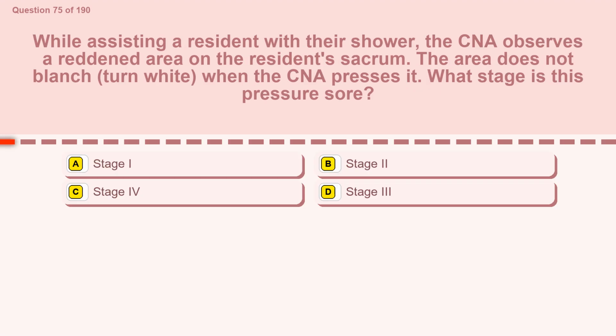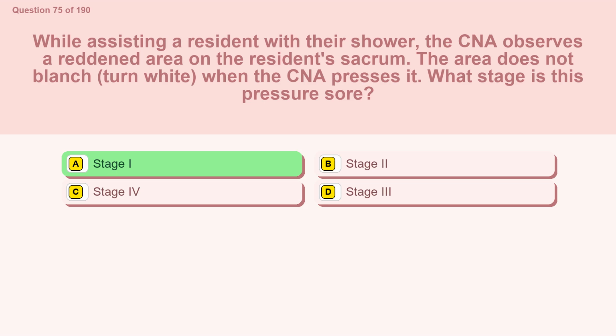Question 75. While assisting a resident with their shower, the CNA observes a reddened area on the resident's sacrum. The area does not blanch, turn white, when the CNA presses it. What stage is this pressure sore? Option A, stage 1. Option B, stage 2. Option C, stage 4. Option D, stage 3.